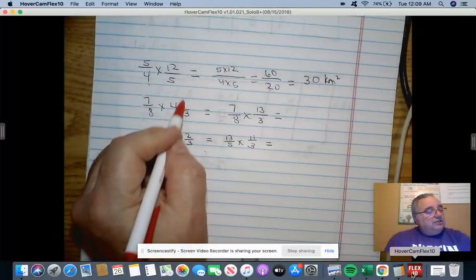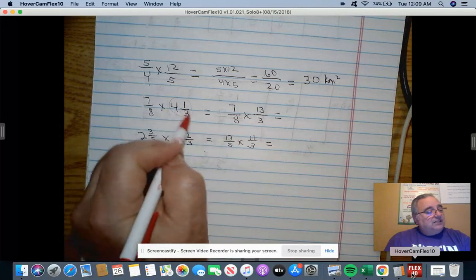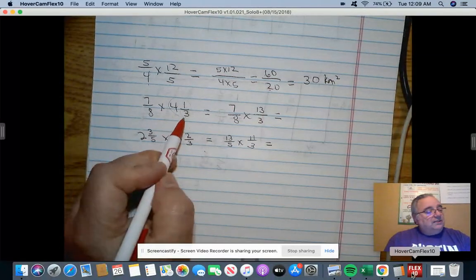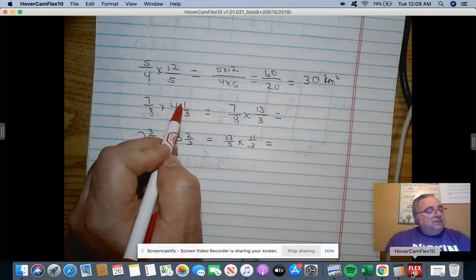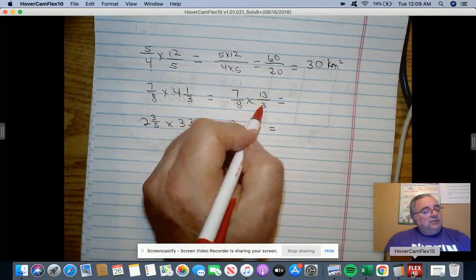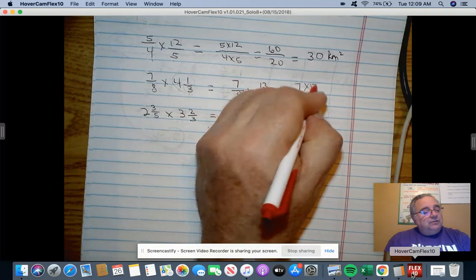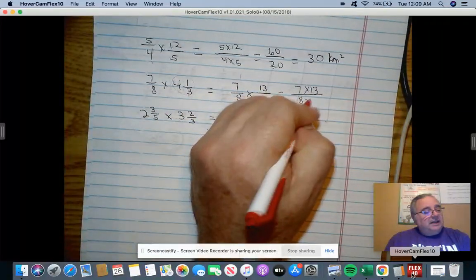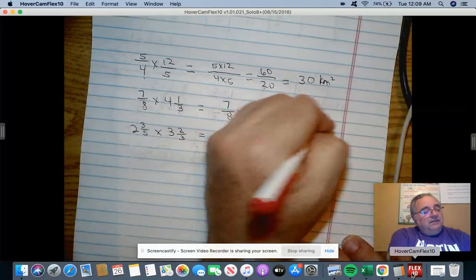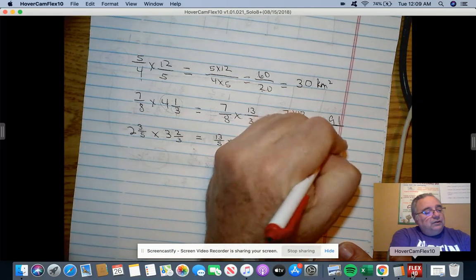All right. The next one is 7/8 times 4 1/3. Well, here we have to change this to a fraction. So I have 7/8. The fraction has to be in thirds. So I take 3 times 4 because that's going to give me 12. 12 plus 1, it gives me 13/3. So when I do 7 times 13, and then I take the numerators 8 times 3, 7 times 13 is 91 over 24.